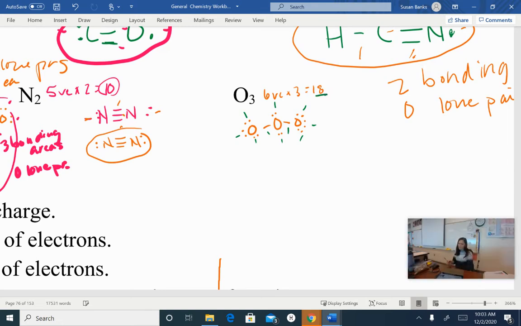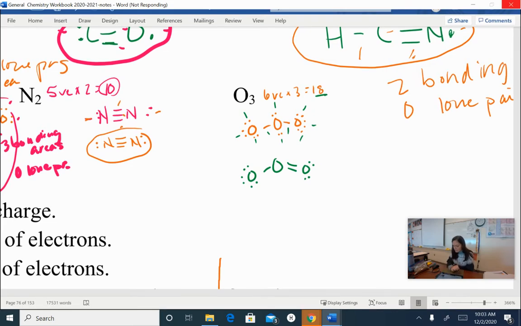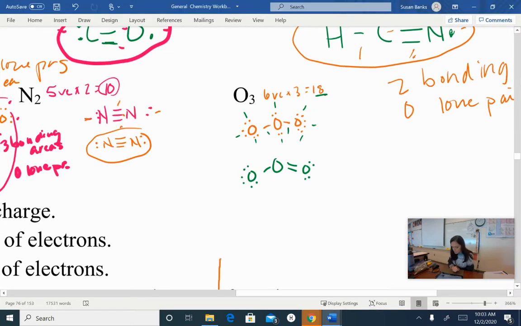So I need to put a double bond in. Now, once again, does it matter which side I put it in? No. I can put it on the right or the left. It really doesn't matter. Now, the double bond oxygen here on the right already has 4 electrons from the 2 bonds, so I had to put on 2 lone pairs to satisfy its octet. The oxygen here on the left is single bonded, so I needed to put in 3 lone pairs to satisfy its octet.